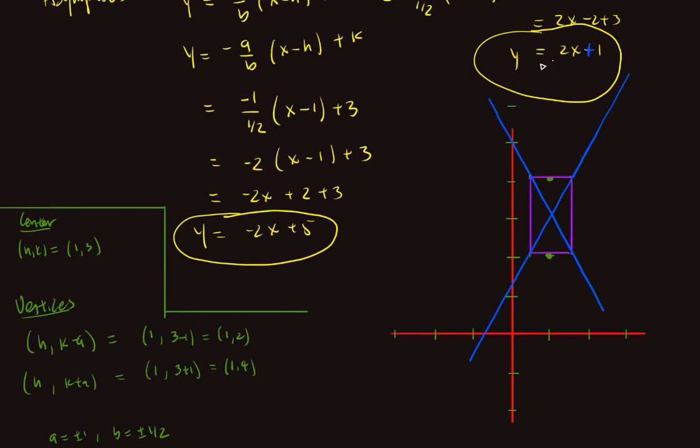So, yes, it's y is equal to 2x plus 1. y is equal to negative 2x plus 5. And here, the hyperbola goes something like this, something like this, something like this, and something like this. So check here, I made a mistake with the sign. Minus 2 plus 3 is actually plus 1. And here's your hyperbola. Guys, I hope this helped a little bit.